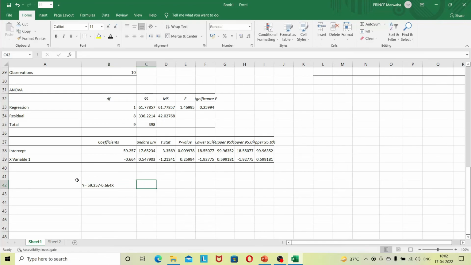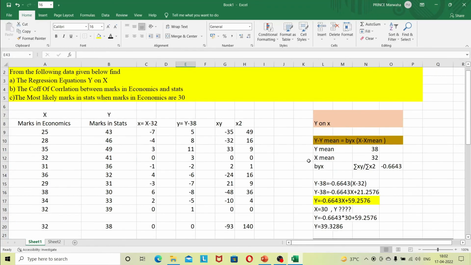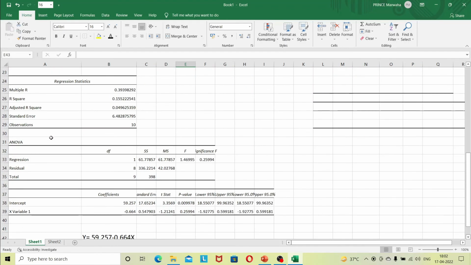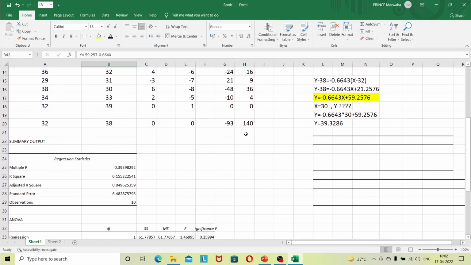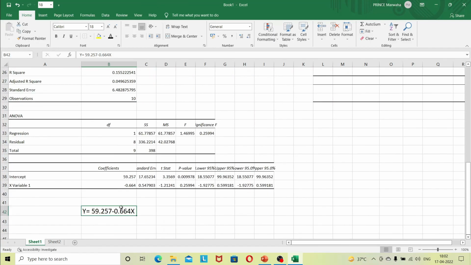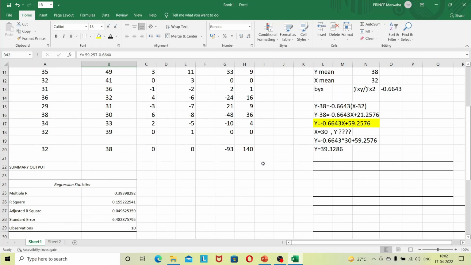Okay, in this way you can calculate equations directly from the data set. As we did the manual calculation to calculate the equation of y on x, Excel gives us the direct solution. We can get the ANOVA result from here, but for the regression analysis we just need these two values, the intercept and the x variable. That is our main equation, and the answer is quite the same, minus 0.6643x plus 59.257. If you place it to 3 decimal places, it will be the same, right? Thank you.